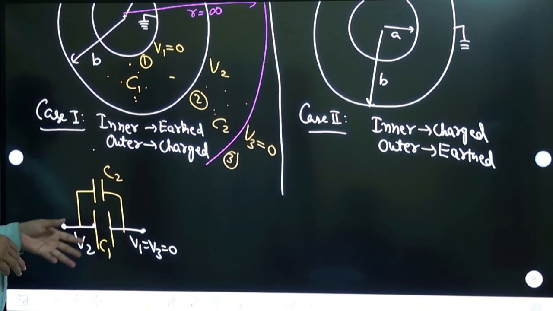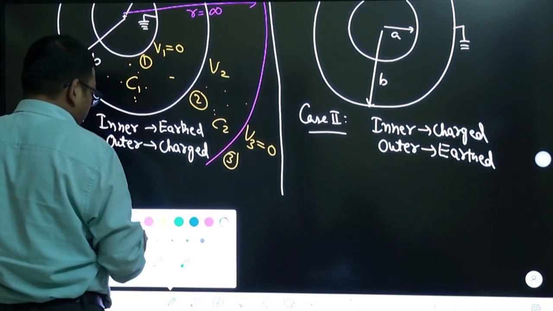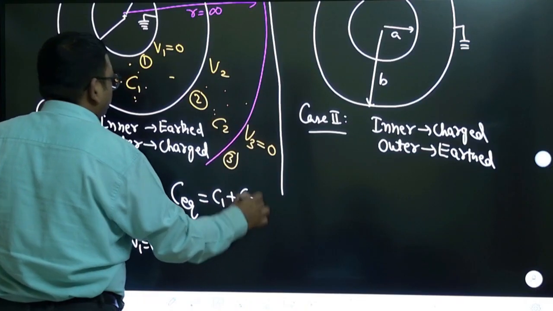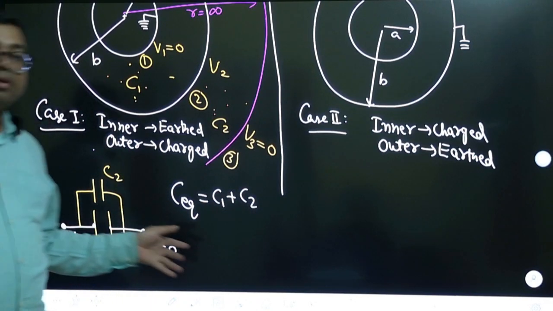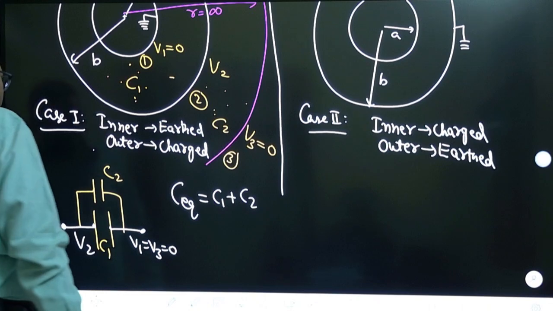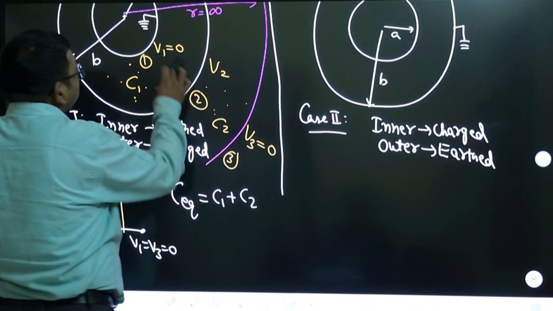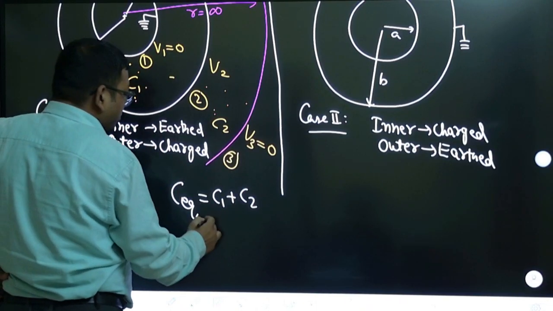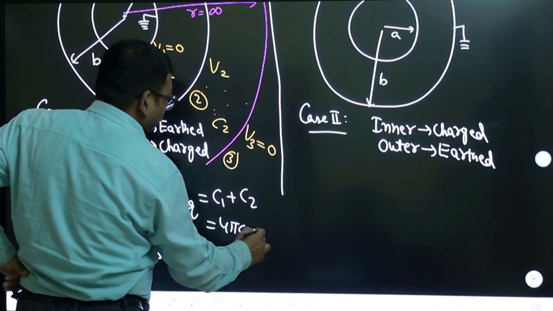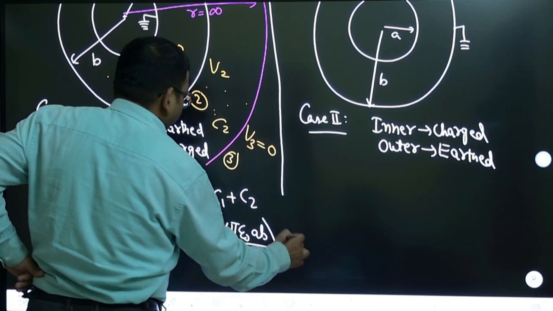Now these two are what? These two are in parallel. Parallel means C equivalent can be written as C1 plus C2. This is the equivalent of this system, C1 plus C2. Can we now calculate C1? C1 is between this and this, so we can use this formula. C1 is 4 pi epsilon naught, this radius is A, this radius is B, so AB by B minus A. Right, this is C1. What about C2?